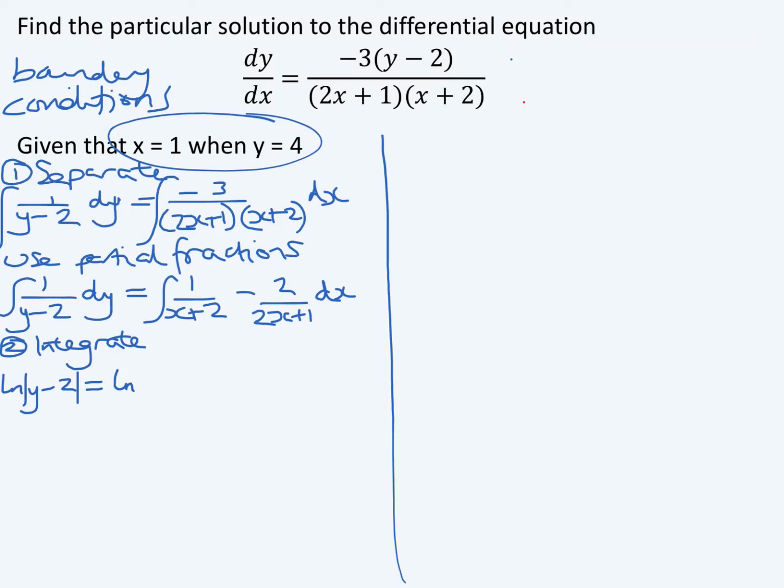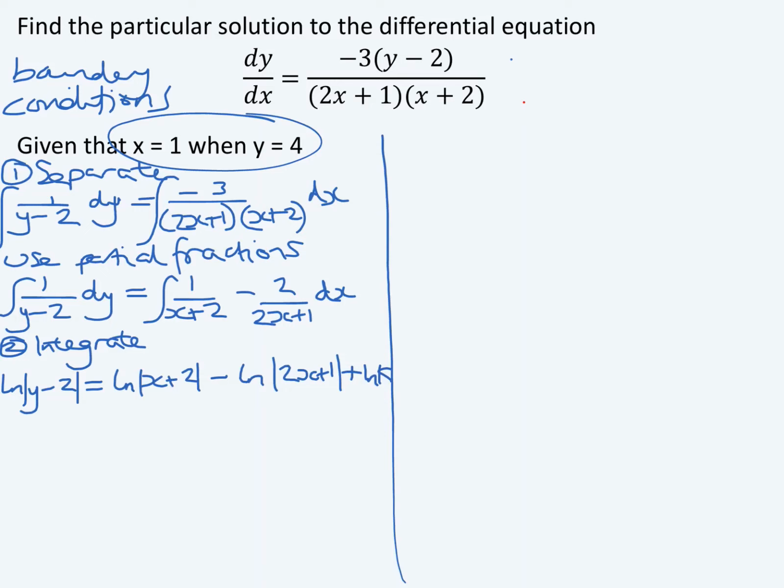Over here I've got ln of x plus 2, and then I would have minus 2 times a half of the natural log. So the minus 2 and the half cancel out, so I'm just going to go for minus ln 2x plus 1. Am I going to squeeze it in? Possibly. Then I need my constant of integration. We've seen before it makes sense for me to write that as ln k rather than plus c.